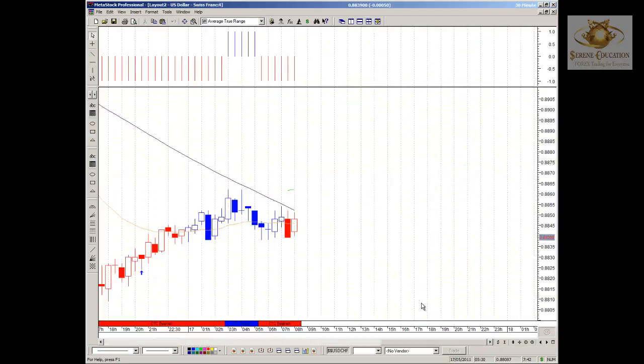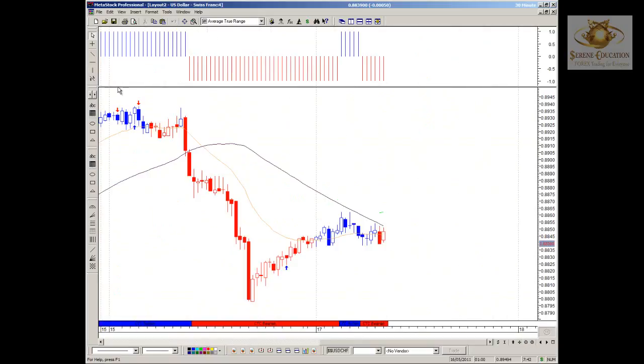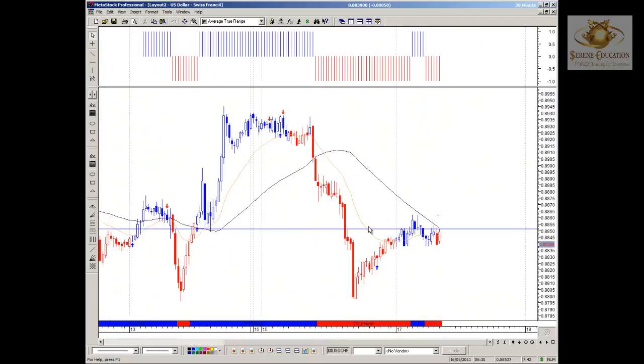Look at the 30-minute time frame. You can see price is now trying its hardest to break higher than the 50 period moving average, or in this case the 200. You can see the 200 is just there. Failure to break higher than that would obviously confirm that we're going to see further downside movement, and we could see a breakout pattern to the downside.